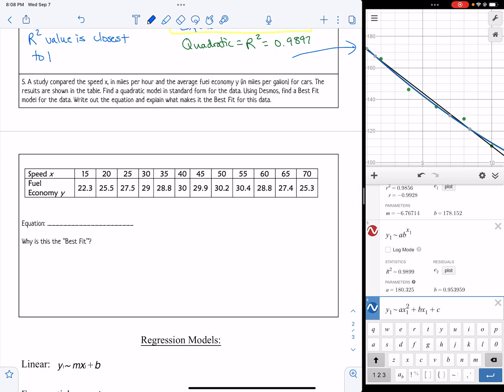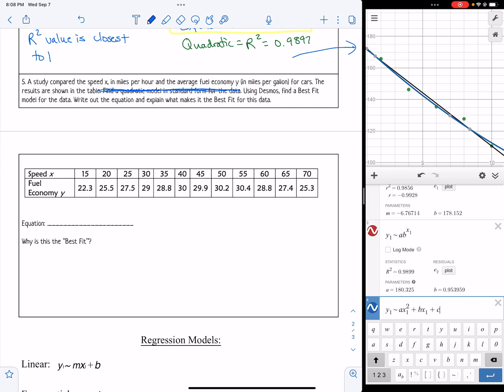Number 5 says a study compared the speed X in miles per hour and the average fuel economy Y in miles per gallon for cars. The results are shown in the table. Find a quadratic model in standard form for the data. Using Desmos, find a best fit model for the data. Write out the equation and explain what makes this the best fit for this data.